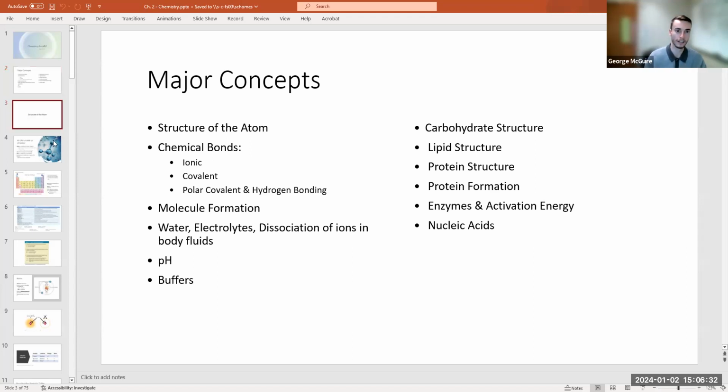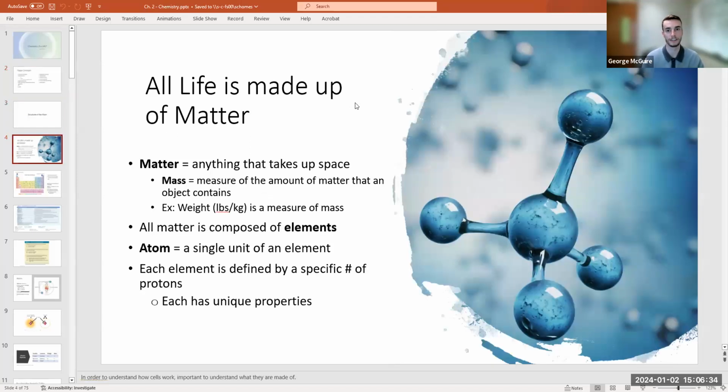So, general structure of the atom. Atoms are what make up all of the things that take space in this universe. So anything that is considered matter. Matter is the term to describe, again, anything that takes up space. We live in a three-dimensional universe, so all that exists is matter, which takes up space, and then space itself.